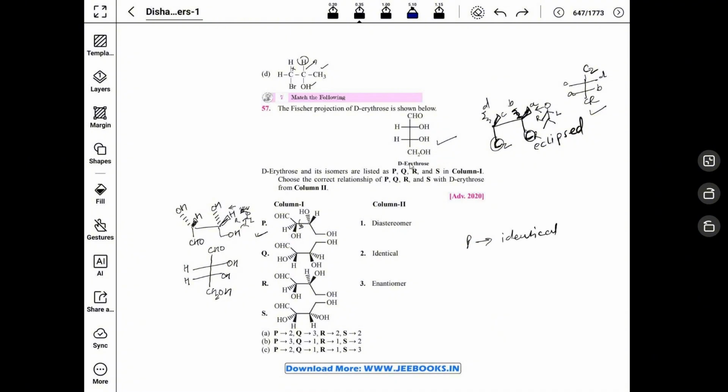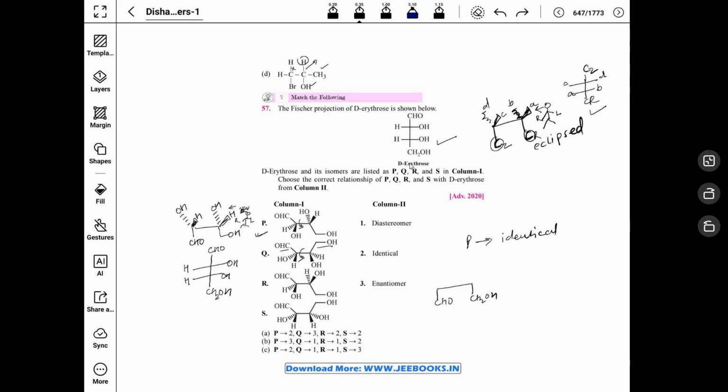Okay, now let's see Q. In the case of Q, you have to do the same. Rotate the Q molecule to bring this into the downside eclipsed conformation. This is eclipsed, but it is on the above. So we have to bring these two down. So let's give the rotation around this bond. When you give the rotation, the aldehyde you are bringing here, CH2OH, let's write it, and give the rotation very carefully.